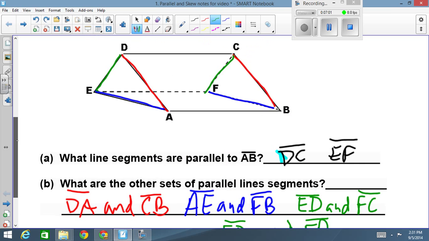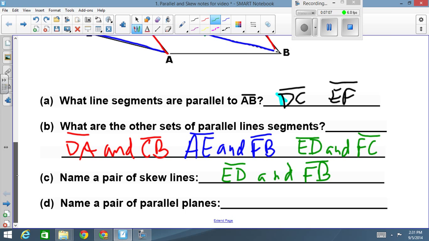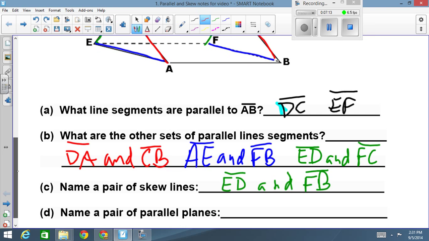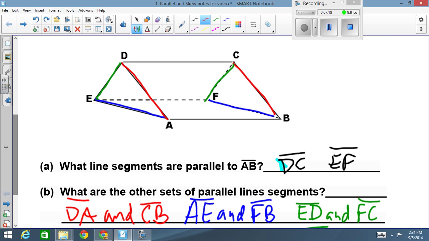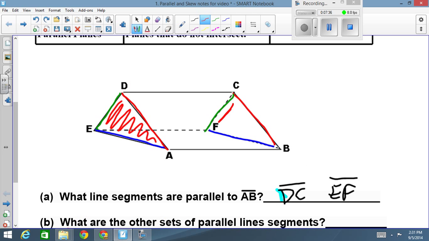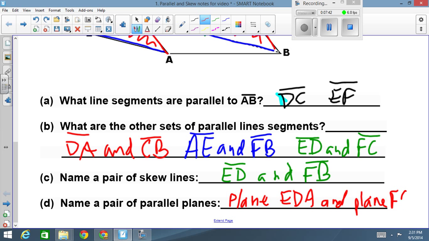And then the parallel planes, well, we kind of talked about those already as well. Remember when you name planes, you're naming planes using 3 points on the plane. Okay, if they don't give you a capital cursive letter, you have to use 3 points. So plane EDA, which was this end here, and the plane on the other end of this figure is this one here. We can call that FCB, or any combination of those 3 letters.